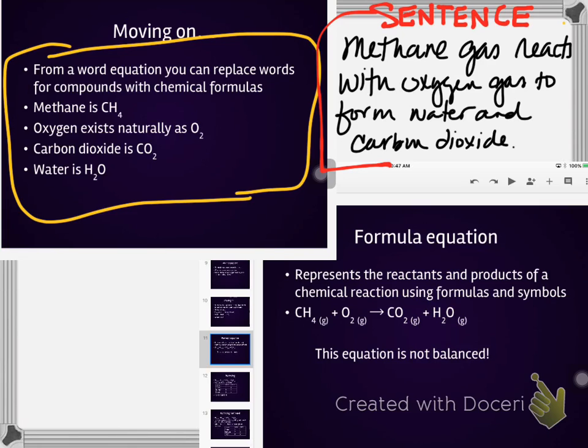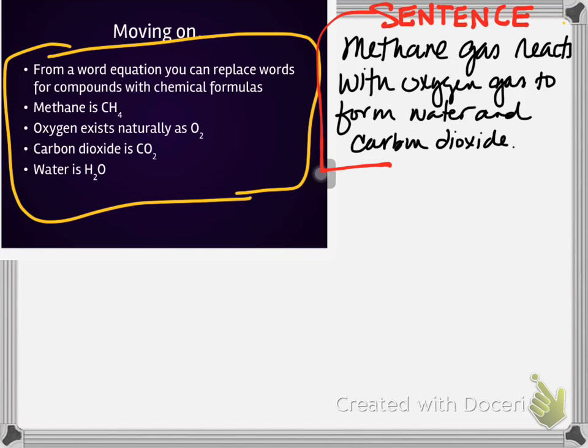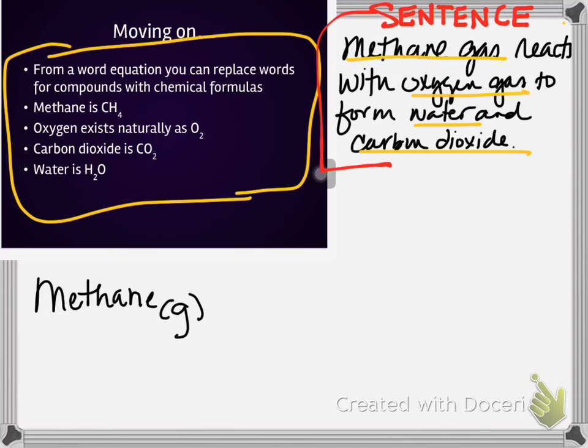When we go from a sentence that describes a reaction and we're working towards making an actual equation, we start off by writing what's called a word equation. Do not confuse word equations and sentences. They are different. A word equation takes just the words from this sentence that are chemicals. So we would keep methane. Instead of saying methane gas, we would put a little g down there.